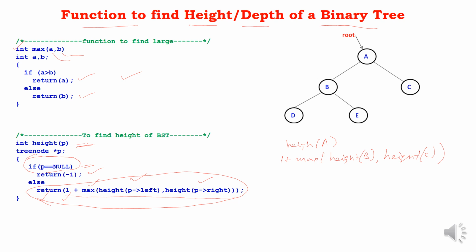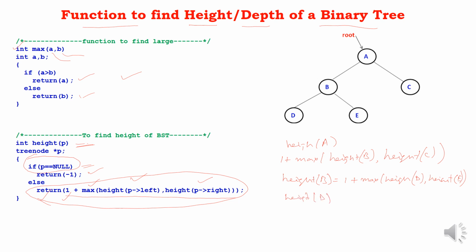We don't know what is height of B and height of C. Again, it calls height of B first. Height of B. What is height of B? Is height of B null? No, it is not null. So it finds 1 plus maximum of height of its left subtree D, comma height of E. We know that height of D, it is not an empty binary tree. Again we find height of D.